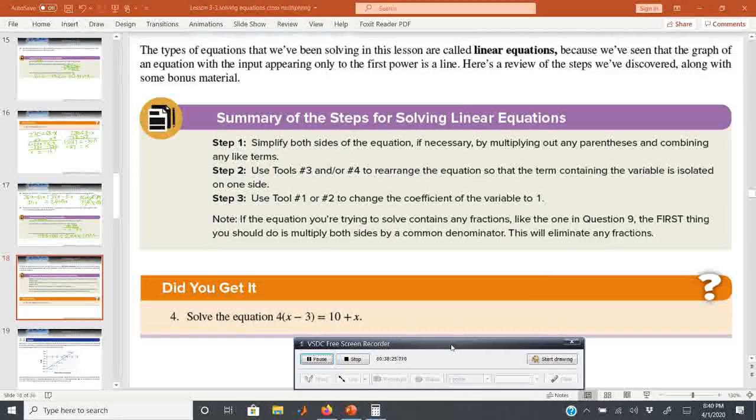So, summary of the steps for solving linear equations: Step 1, simplify both sides of the equation, if necessary, by multiplying out any parentheses and combining any like terms. Step 2, use tools number 3 and or number 4 to rearrange the equation so that the term containing the variable is isolated on one side. So we add and subtract so that we just have the variable times a number or divided by a number. That's what they mean by term.